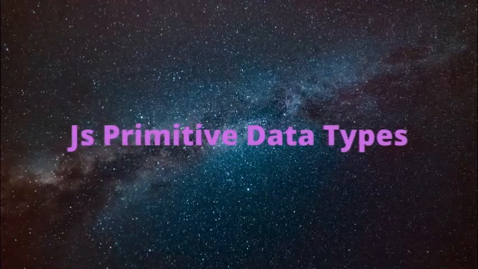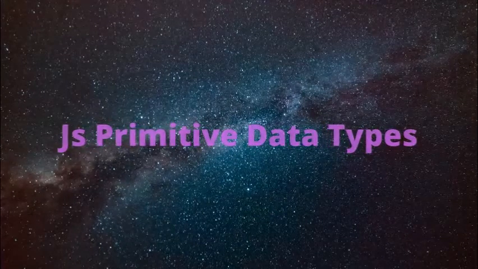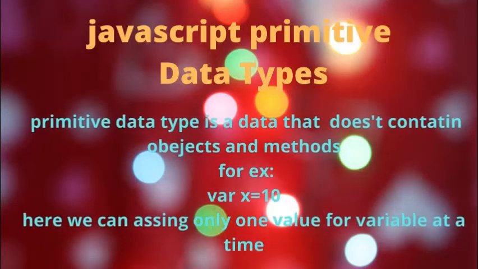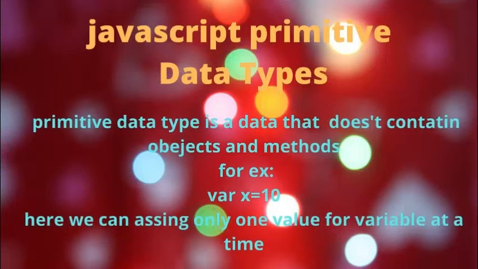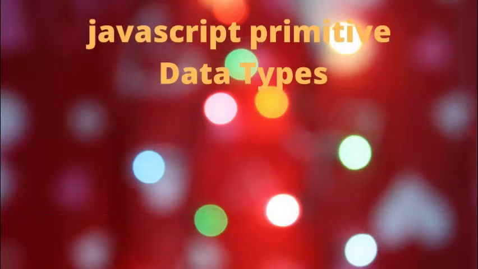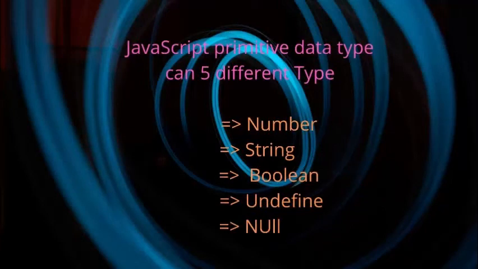Now we have to know about JavaScript primitive data types. A primitive data type is data that doesn't contain any objects or methods, and we cannot store multiple values at a time. For example, here you can see var x = 10, we can assign only one value for x. We cannot give multiple values. JavaScript primitive data types come in five different kinds: number, string, boolean, undefined, and null.